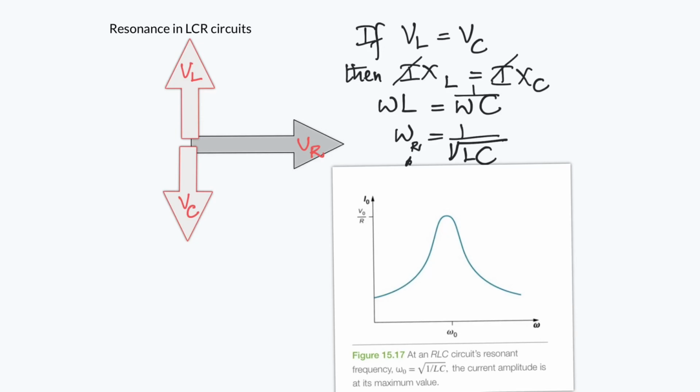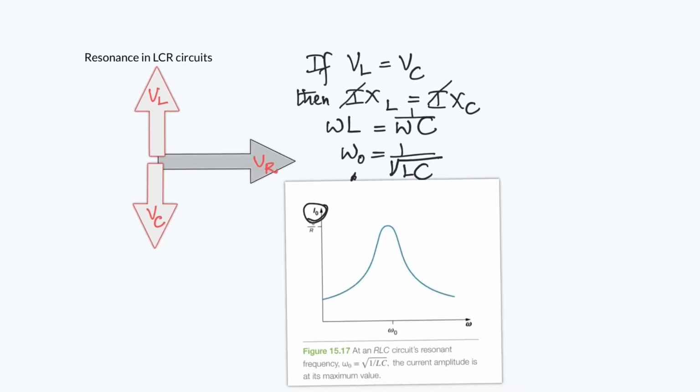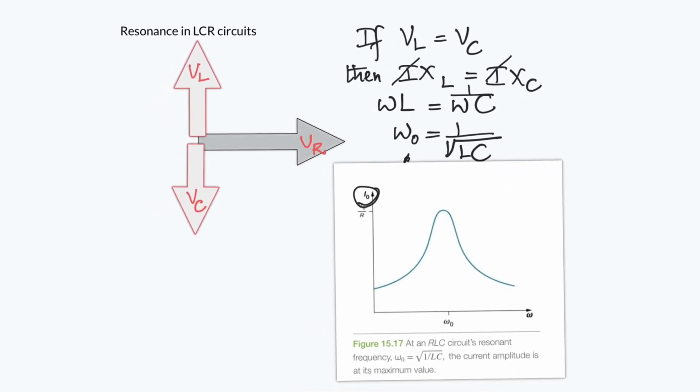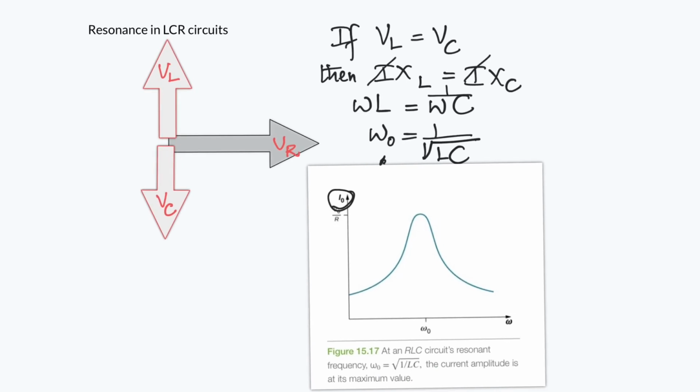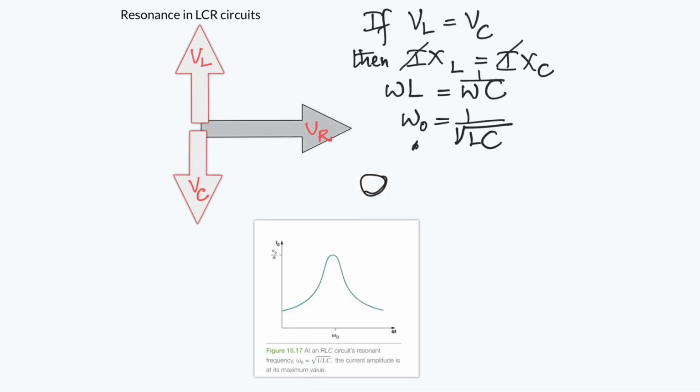If you draw a graph between omega and current, you see that for one particular frequency, omega naught, the current becomes maximum, as you can see. And that is the resonant frequency. And this is what we checked in the lab today, that for one particular frequency, the current becomes a maximum. That is called the resonant frequency.